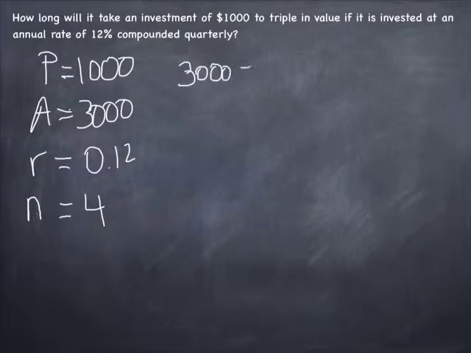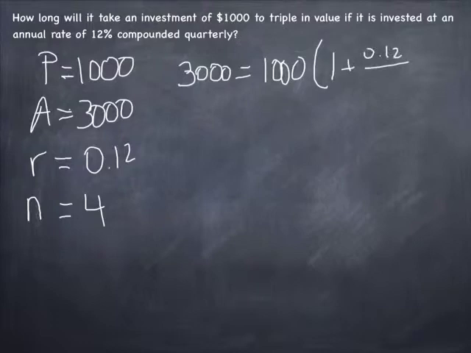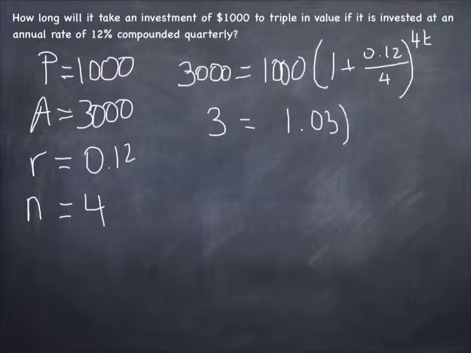3,000 equals 1,000 times 1 plus the rate, 0.12, over the number of times you're compounding it, 4, because it's 4 times a year. And that's all raised to the 4t power. We're looking for t. We're looking for how long, so we're looking for time. So I'm going to divide both sides by 1,000, and that's going to get me 3 on that side, and 1,000 is going to become 1. And I'm going to add 1 plus 0.12 over 4. 0.12 over 4 is 0.03, plus 1 is 1.03, all raised to the 4t power.